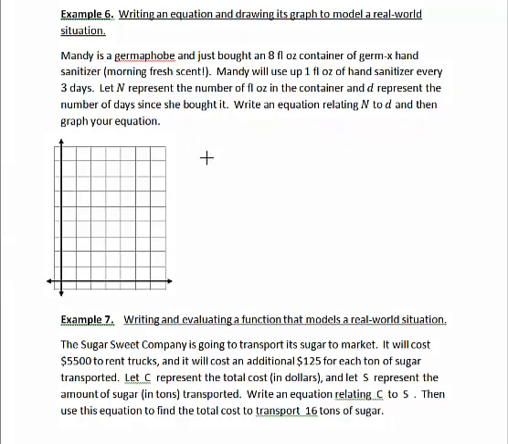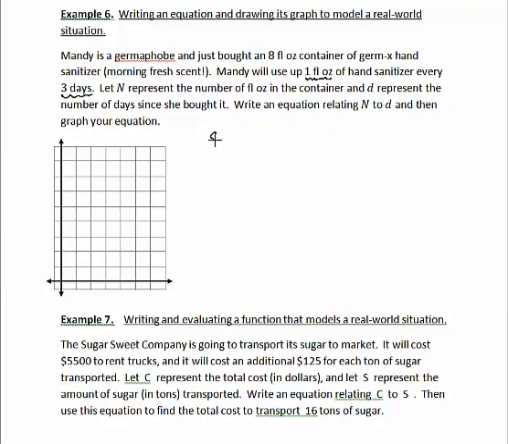Example 6 reads, Mandy is a germaphobe and just bought an 8 fluid ounce container of Germ-X hand sanitizer. Mandy will use 1 fluid ounce of hand sanitizer every 3 days. And this is one way to pick out your slope right off the bat. When they relate one quantity, such as fluid ounces, to the number of days, one quantity related to another one, that's usually a good indication of what your slope is going to be.